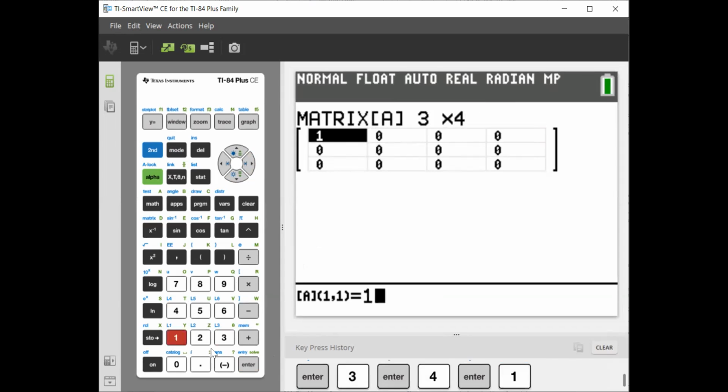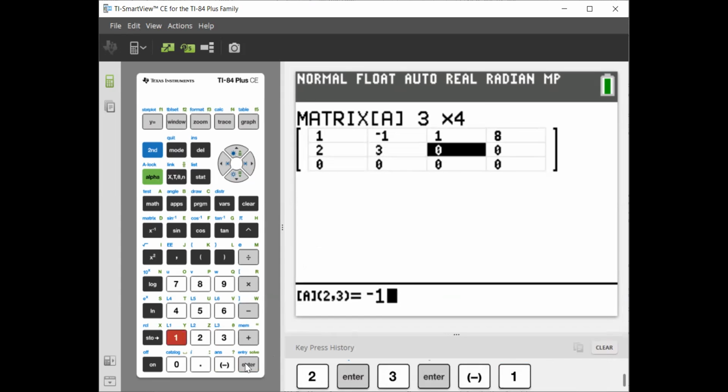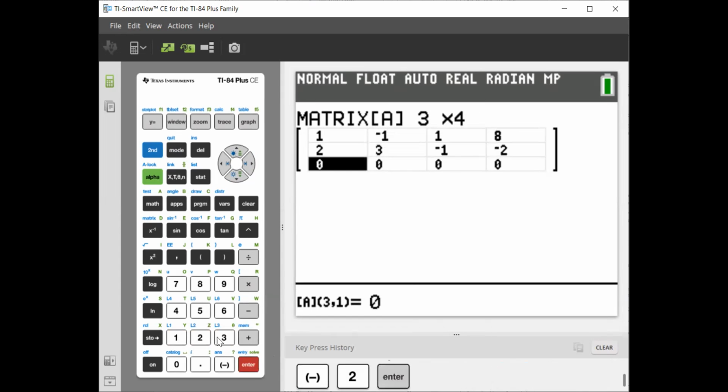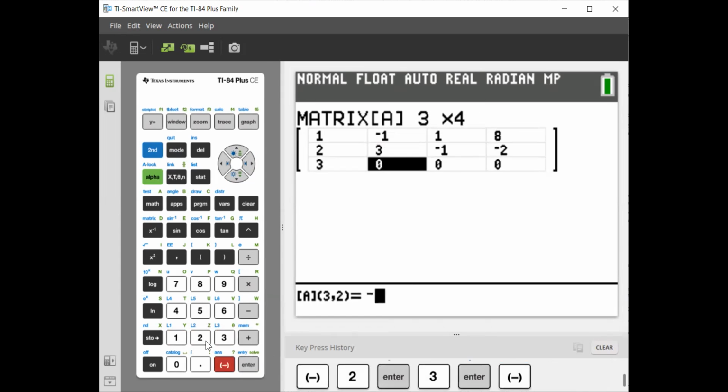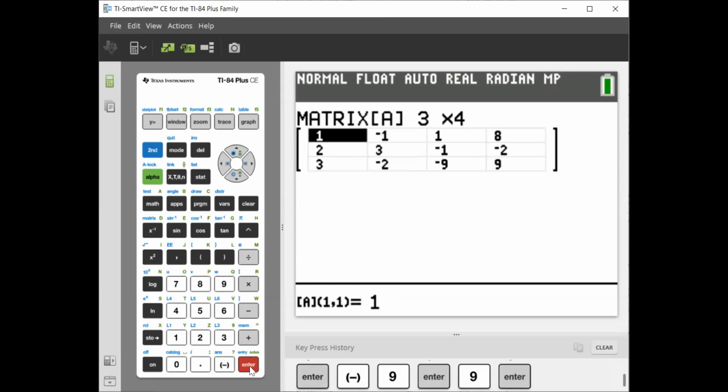So you just have to type it all in, make sure you do it correctly. It's 1, -1, 1, and 8. The second row is 2, 3, -1, -2. And then the third row, we got 3, -2, -9, and 9. Okay, once we have it in, we just have to make sure that it's in correctly, because if one of the numbers is wrong, it'll throw the whole answer off. Okay, so I double checked, it looks right.